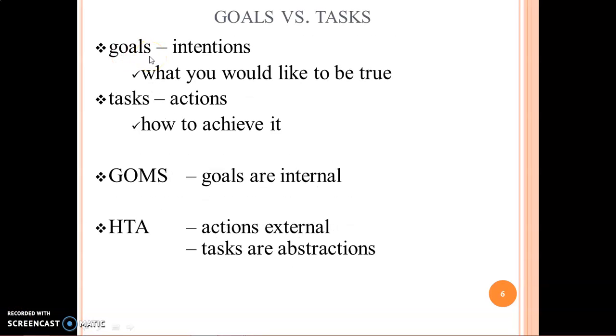What are goals and what are tasks? Goals are the intentions, what you would like to be true, and tasks are nothing but the actions, how to achieve the goals. GOMS model is one of the major models which talks about the goals where the goals are internal. An HTA model, that is the hierarchical task analysis model, talks about the action external. Tasks are nothing but abstractions in this case.